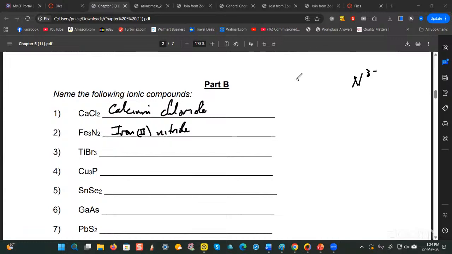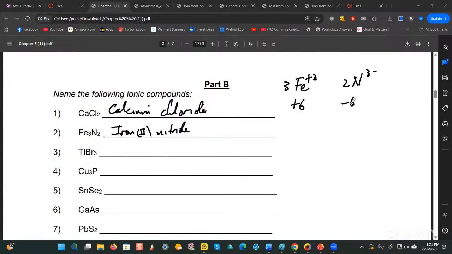And if there are 3 of these iron and there are 2 of these, that means that the charge carried by the iron here must be +2, right? Because 3 times +2 gives you +6, which cancels out 2 times -3, which is -6. All right? So the charge carried by the ion in this particular case would be +2. And therefore, the name of this compound would be iron 2 nitride. All right?